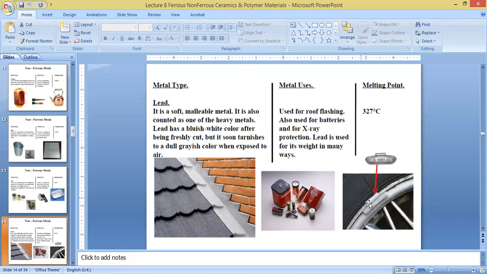So, what part is this? This is the part of a tire, isn't it? Made out of lead. Soft and malleable. And these are its uses. Of course, for our country, we cannot overemphasize the dangers that come with lead.